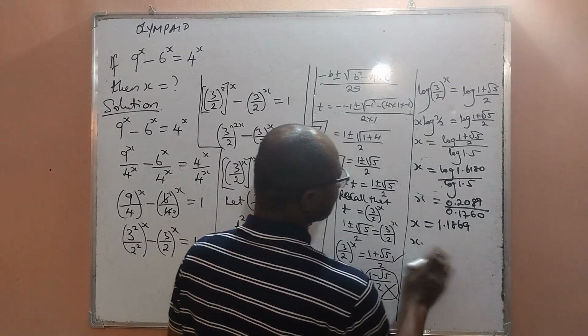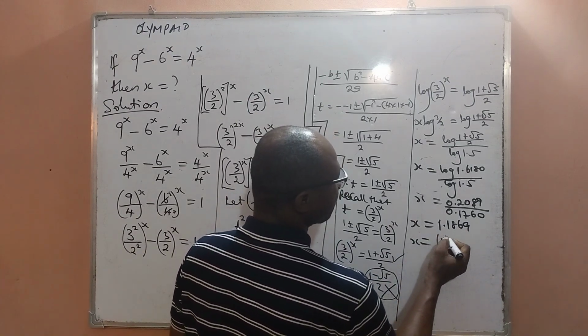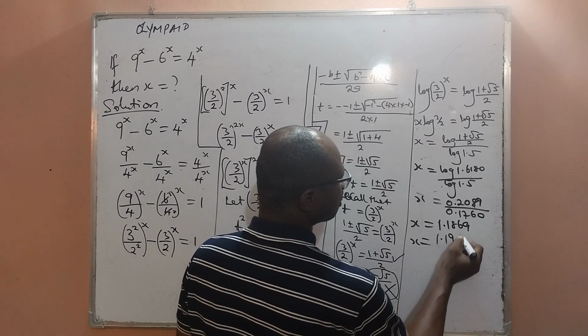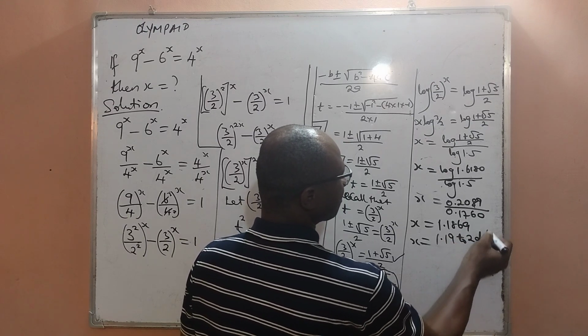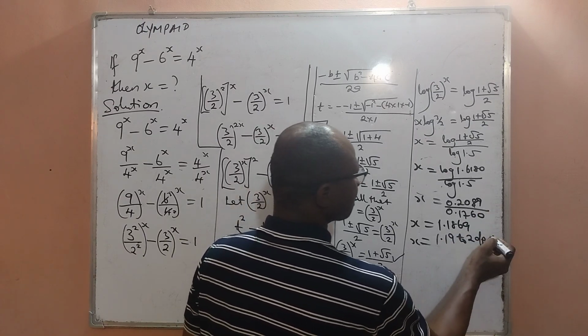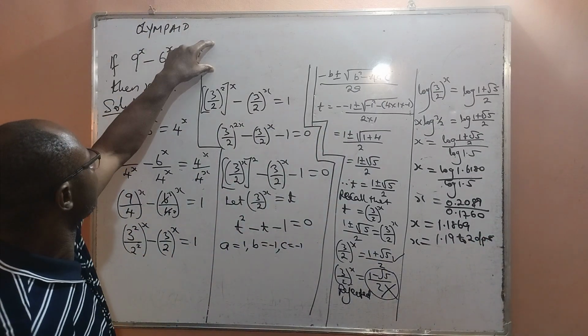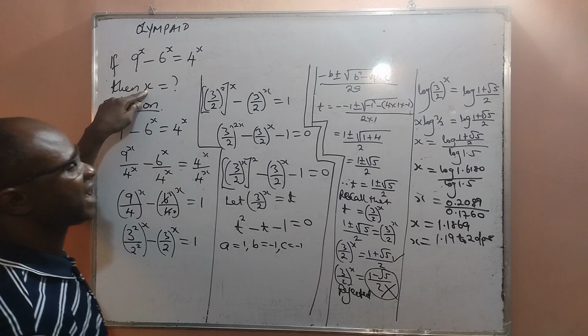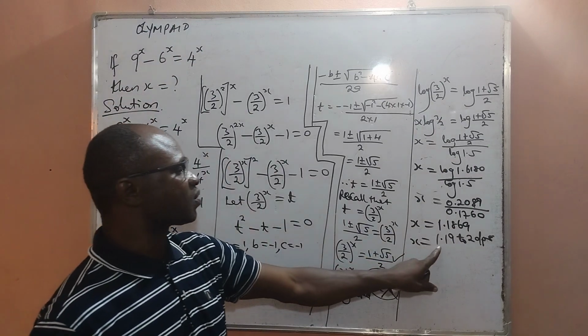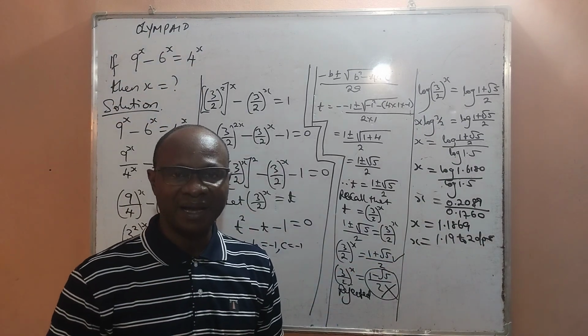So this x is approximately, let's put it, equal to 1.19 to two decimal places. I just think that what we did is very clear. If you look at it, the simplification of this, looking for the value of x, the value of x is equal to 1.19.